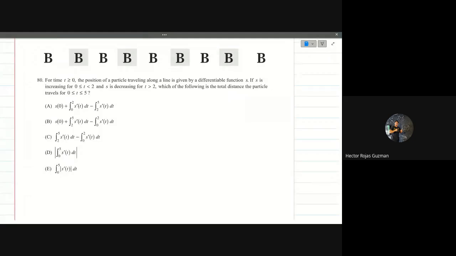For time t greater than or equal to 0, the position of a particle traveling along a line is given by a differentiable function s. And then s is decreasing for t greater than 2. Which of the following is the total distance the particle travels?